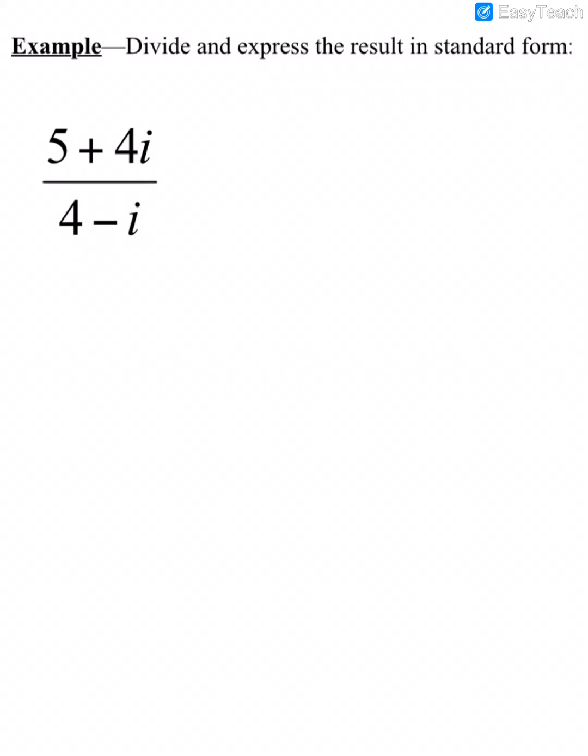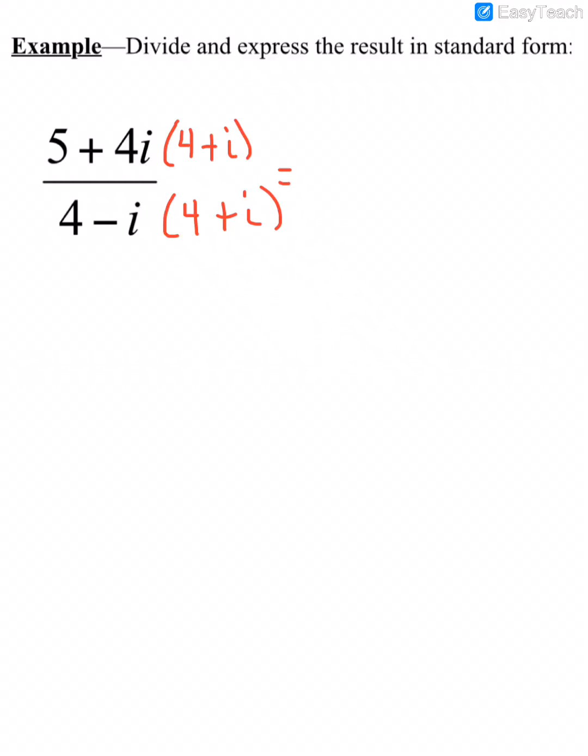So here we have an example, 5 plus 4i divided by 4 minus i. Well, this is a radical. We have to get rid of it. And the way that we get rid of it is by multiplying by its complex conjugate. So, like I said, the complex conjugate looks exactly the same except for the sign in the middle is different. So since this is 4 minus i, the complex conjugate would be 4 plus i. Now, remember, when we're dealing with fractions, whatever we do to one part of the fraction, we have to do the same thing to the other part of the fraction. So since we're multiplying the denominator times 4 plus i, we have to also multiply the numerator times 4 plus i.